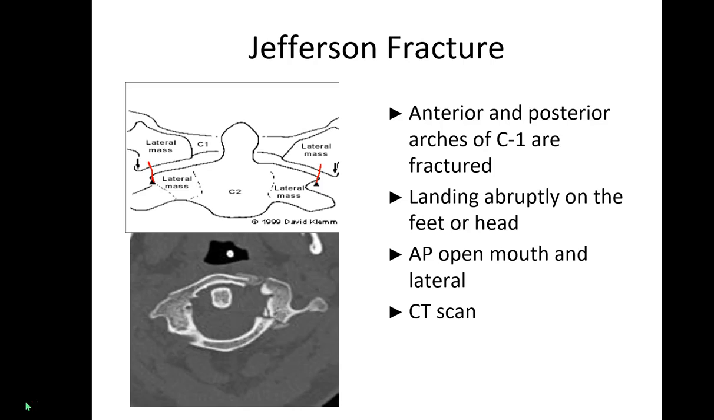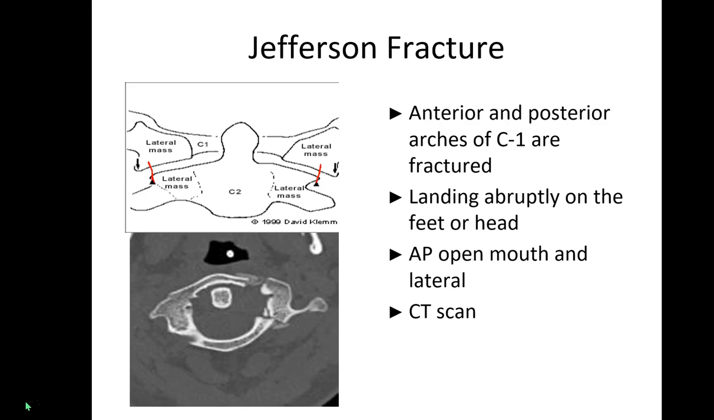Jefferson fracture is a fracture of the anterior and posterior arches of C1, and it most often occurs if a patient lands abruptly on their feet or their head. And it's actually considered a comminuted fracture, which remember means you're splintered or crushed into multiple pieces. The anterior and posterior arches of C1 are fractured as the skull slams down onto that ring.